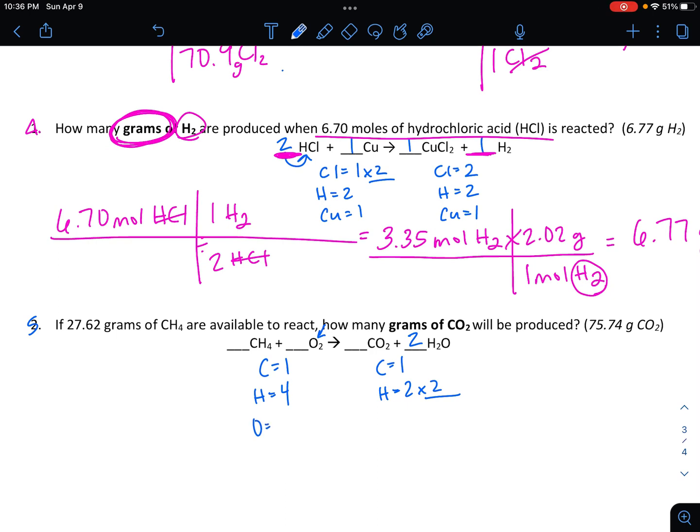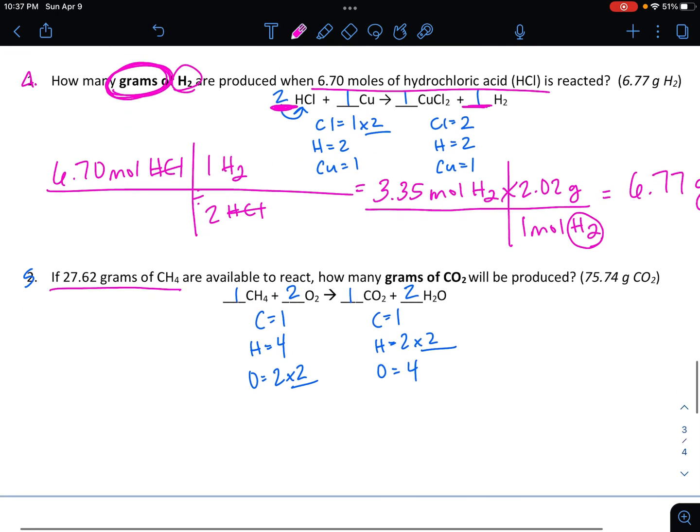Okay, so now I can count my oxygens. I have 2 on this side. On this side, I have these 2, but then I also have 2 times 1. So 4 total. That means I have to multiply that by 2 to get it to equal 4. Let me erase some of these random arrows so it doesn't get confusing. Fill in my 1s. And now I'm ready for the question. So it says I'm starting with this right here.